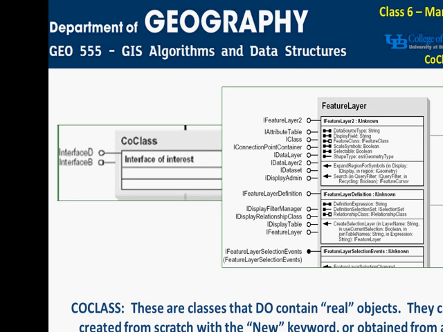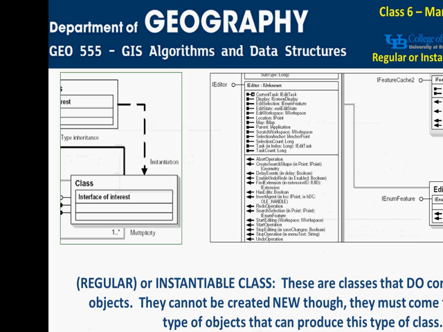The third category does contain a real object, just like a regular class, but you can use code to create a brand new one. I used that new keyword a couple slides ago. So if the co-class is filled in gray, if the class is a co-class, you can use code to create a brand new object of that class in code. Unlike the regular class where you can only use a regular class to retrieve an existing object.